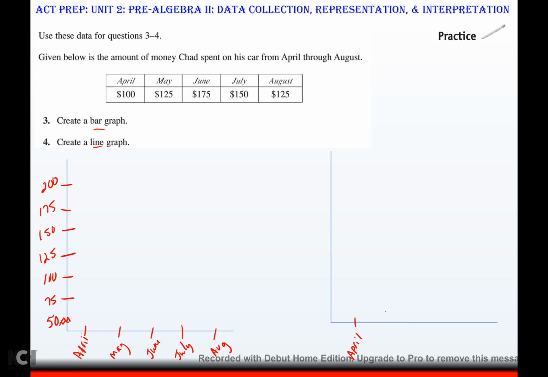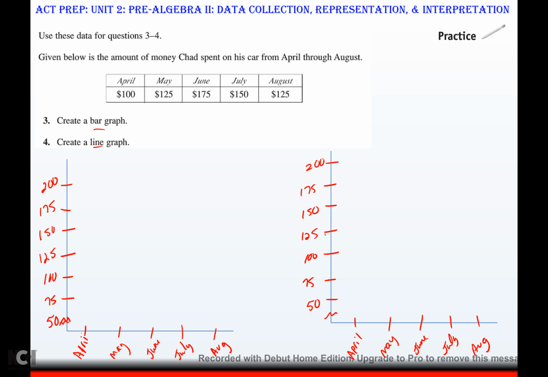I mean, you could switch it, I guess, but I don't know why you would. So April, May, June, July, August. And again, make your little jag and go, there's 50, and then I'm going to count by 25: 75, 100, 125, 150, 175, 200. Okay? So whether you're doing a bar graph or a line graph, you label your axes the same way.